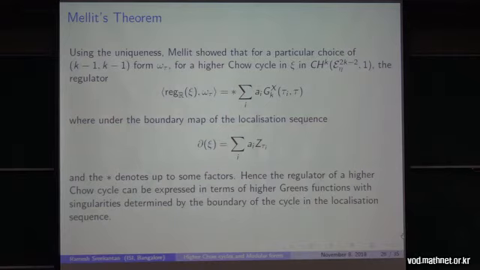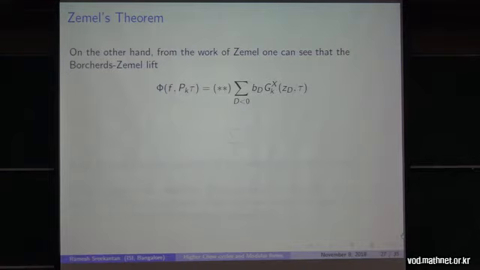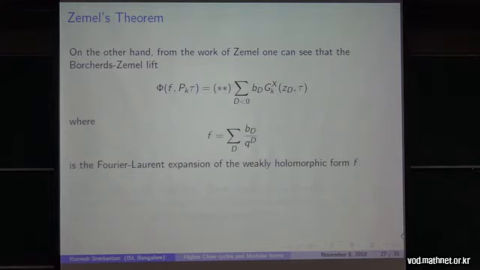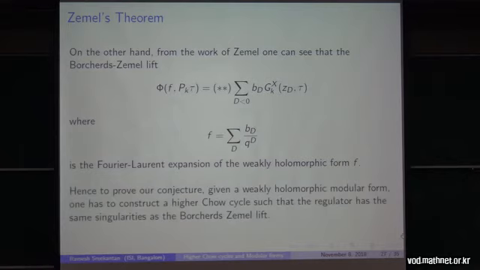Okay. On the other hand, from the work of Zemel, one can see that the Borcherds–Zemel lift is also a linear combination of higher Green's functions. Okay. So to prove our conjecture, given a weakly holomorphic modular form, one has to construct a higher Chow cycle such that the regulator has the same singularities as the Borcherds–Zemel lift. We're claiming the equality of two different functions. Both of them turn out to give you higher Green's functions. If we knew that the singularities were the same, then the uniqueness of these higher Green's functions, which are determined by their singularities, would imply that they're the same. So therefore, we have to construct a higher Chow cycle which has singularities in exactly the same place as the Borcherds–Zemel lift has singularities.